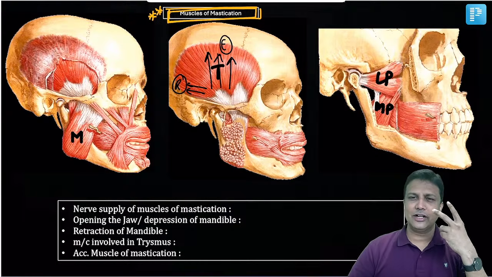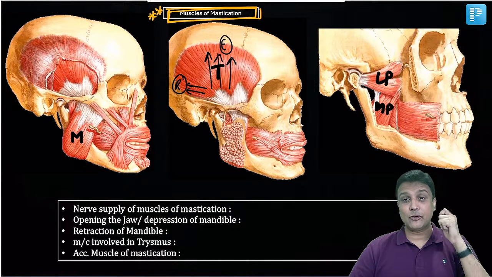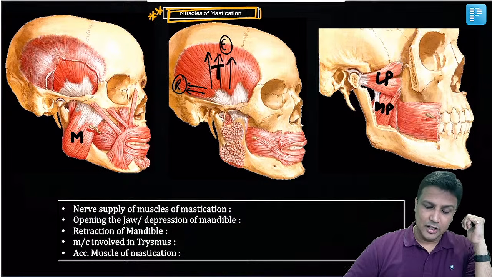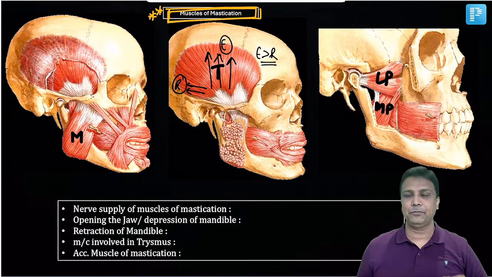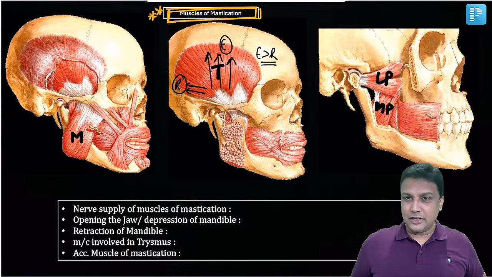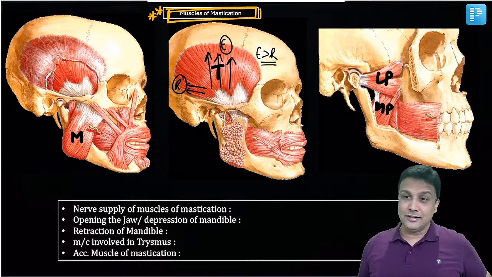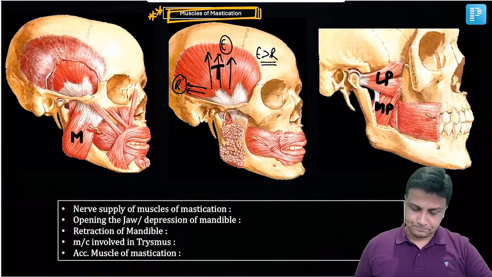So basically we are having 2 functions of temporalis muscle. It is helping in retraction as well as elevation. If both the options are given, please remember elevation will be better than retraction. Already given in the exam. Temporalis muscle will be helping in 2 things, elevation as well as retraction. Remember, elevation is a better option.